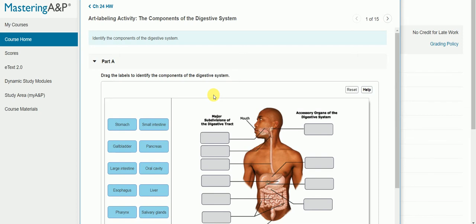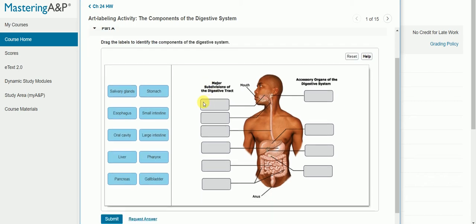Okay, so this first one is going to be on labeling the components of the digestive system. Okay, let's do this. Stomach, salivary glands. It's actually one salivary gland if you think about it. That should be... Oh, these are the major subdivisions of the digestive tract, and these are just accessory guys. It's the liver.